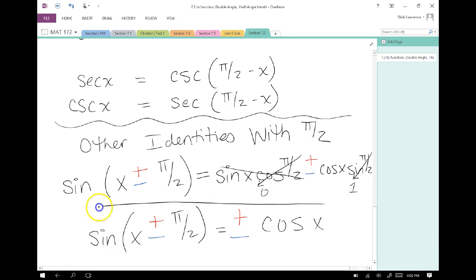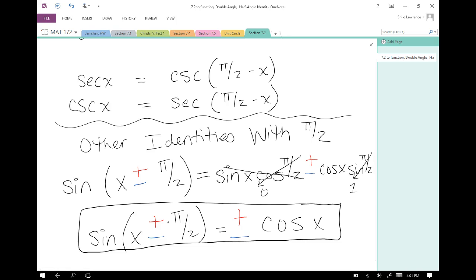So this is technically another identity that involves pi over 2. It's not necessarily the cofunction identity because these angles don't necessarily add up to 90. They involve 90 degrees, they involve pi over 2, but they don't necessarily add up to 90 because of the way that expression is written. But anytime there's addition or subtraction inside that angle, we can refer back to that sum or difference identity to help us simplify it.